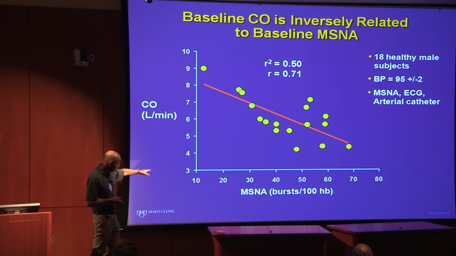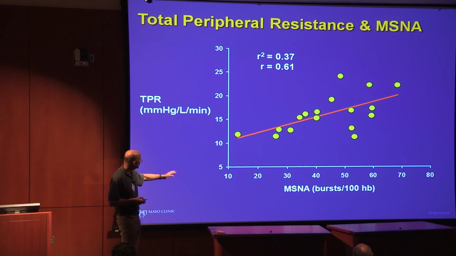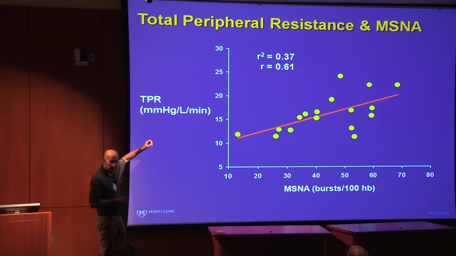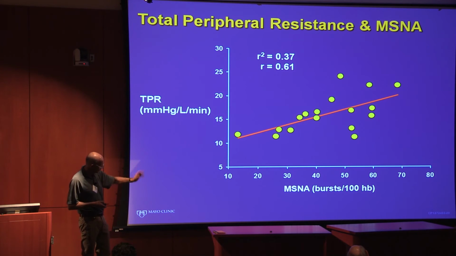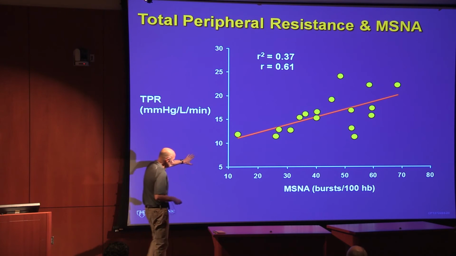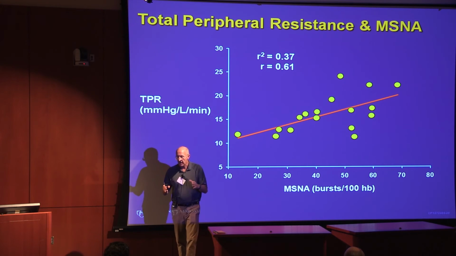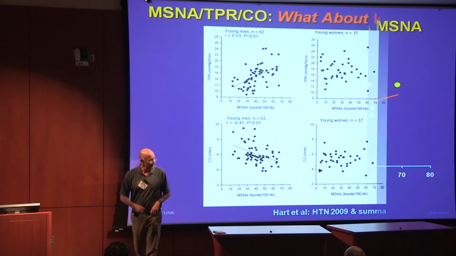Here you can see muscle sympathetic nerve activity in bursts per 100 heartbeats versus cardiac output. 18 healthy male subjects, blood pressure was about 95. This is with an arterial catheter. People with high nerve traffic, again on the x-axis, had higher total peripheral resistance. So people with high nerve traffic and people with low nerve traffic generate similar blood pressures through two different physiological pathways. The people down here are low vascular resistance, high cardiac output people. The people on the other side are high vascular resistance, low cardiac output people.